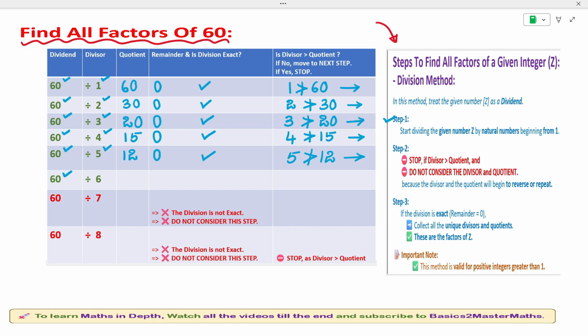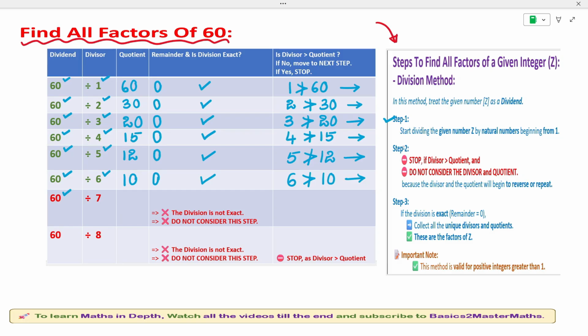When we divide 60 by 6, we get 10 as the quotient and 0 as the remainder. So, this division is exact. In this case, the divisor 6 is not greater than the quotient 10. So, move to the next step.